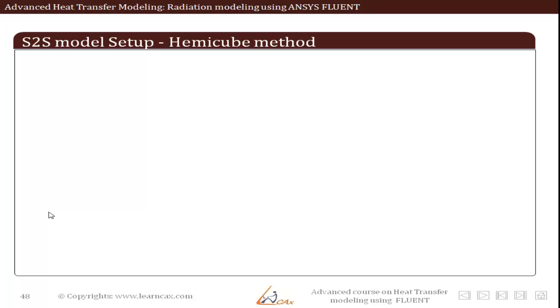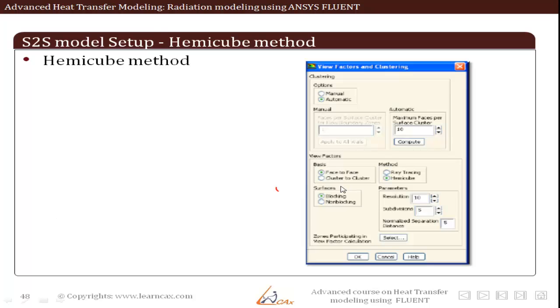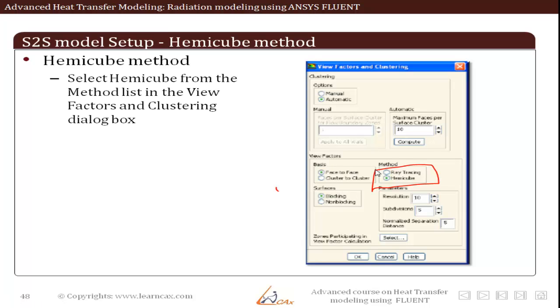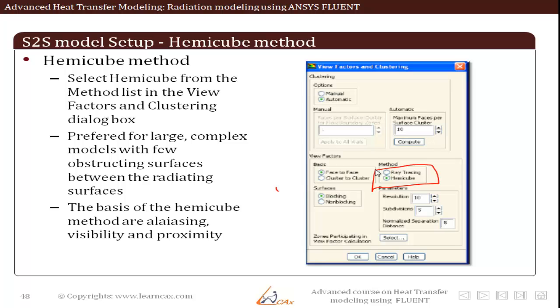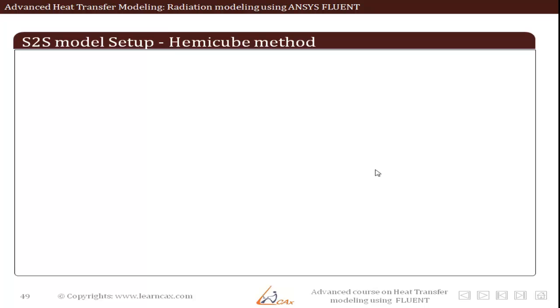Let us discuss a few more details of the Hemicube method. This method is available from the method list in the view factor and clustering dialog box. It is shown here. It is preferred for large complex models with few obstructing surfaces between the radiating surfaces. The basis for the Hemicube method are aliasing, visibility and proximity.